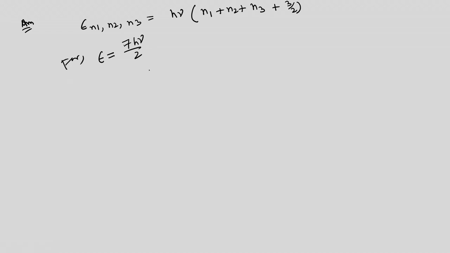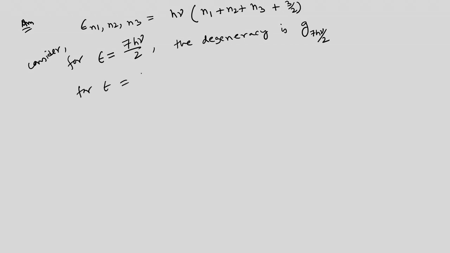So, for epsilon equal to 7 h nu by 2, the degeneracy we need to calculate. Suppose the degeneracy is g(7 h nu by 2). For epsilon equal to 7 h nu by 2, the degeneracy is g(7 h nu by 2), and for epsilon equal to 9 h nu by 2, the degeneracy is g(9 h nu by 2). So, how to calculate degeneracy? Next, when epsilon equals 7 h nu by 2.